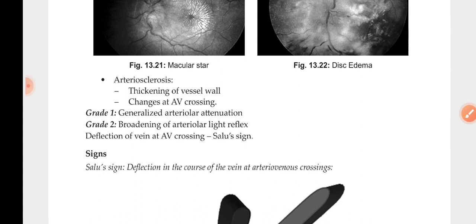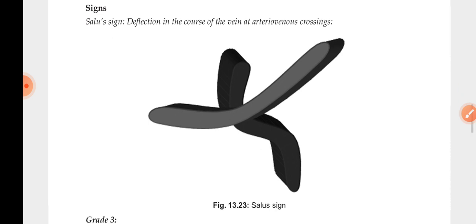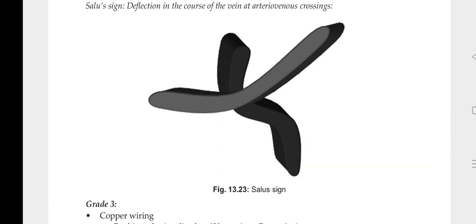In grade 1, generalized arterial attenuation. In grade 2, broadening of the arterial light reflex and deflection of vein at AV crossing, that is Salus sign. Now coming to the signs, what are the signs? First is Salus sign, deflection of the course of the vein at arteriovenous crossing. You can see S shape. This is the artery and this is the vein. This is S shape deviation or 90-degree deviation. This is Salus sign.